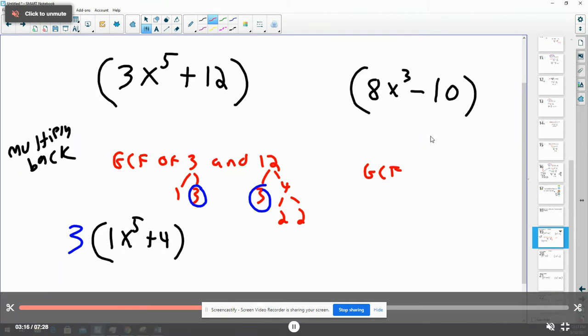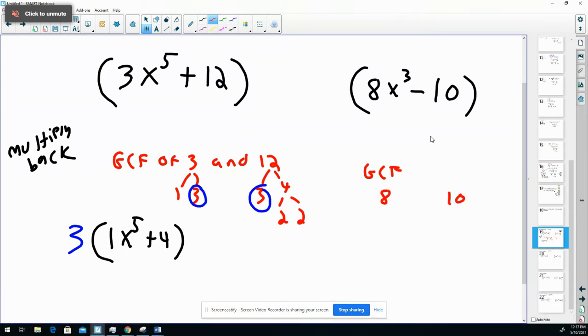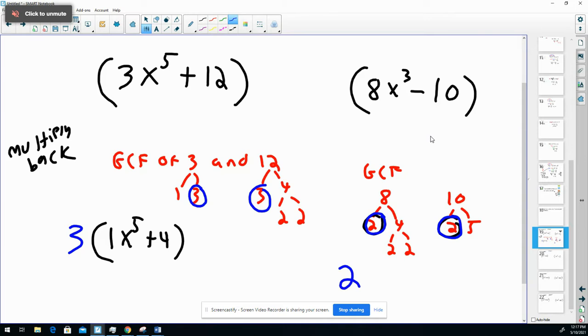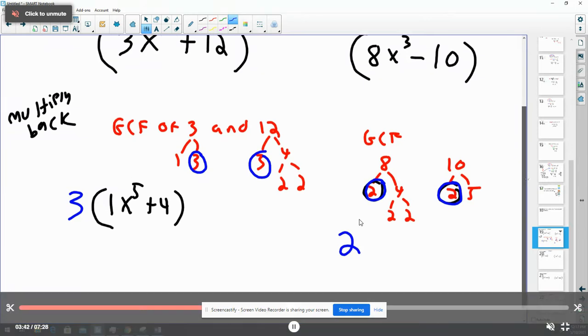Okay, now here the GCF between 8 and 10. 8 is 2 times 4, and 4 is 2 times 2. So we got 3 2's, and 10 is 2 times 5. So they have 1, 2 in common. I'll stick with the blue color code. So now we factor out a 2, and now we multiply back.